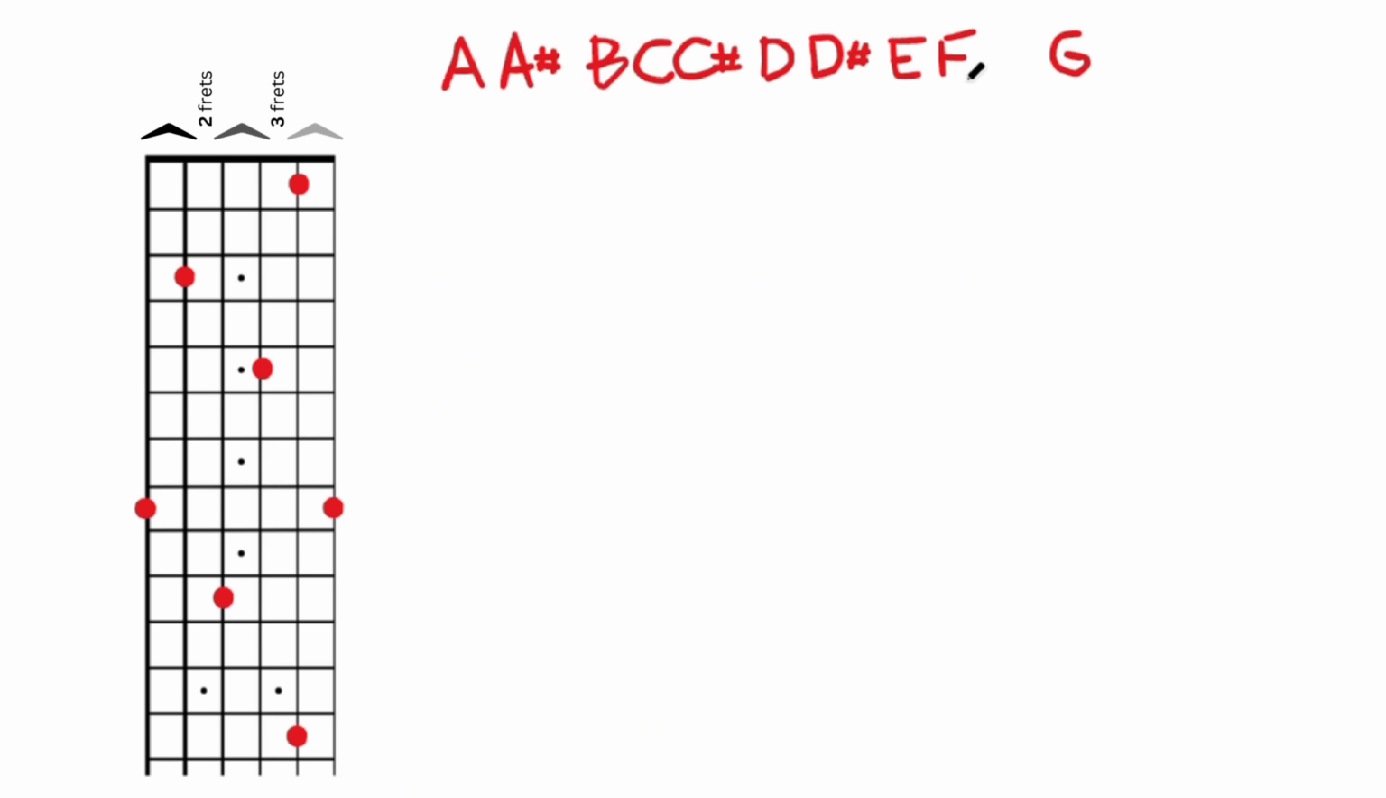From E to F, there's no more notes, and from F to G, there's an F sharp. And from G all the way again to A, there's also another note called G, you guessed it, sharp. So there you have all the possible notes on your fretboard. 1, 2, 3, 4, 5, 6, 7, 8, 9, 10, 11, 12 notes.